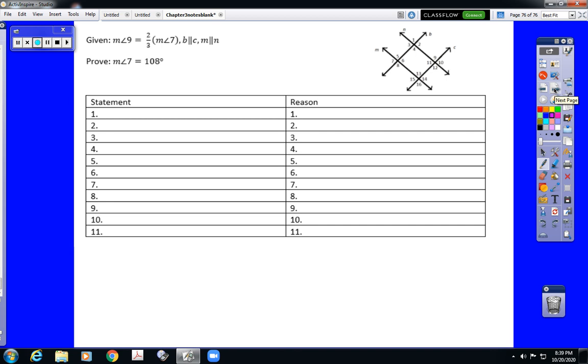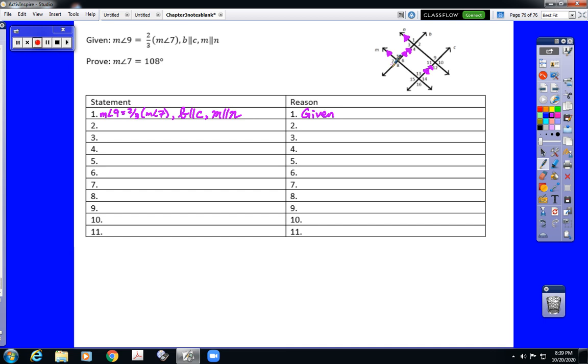So like any other proof, we start off with our givens. The measure of angle 9 is equal to 2/3 times the measure of angle 7. We're also told that line B is parallel to line C, and line M is parallel to line N. Now those are great givens to have because that means we can use any of our rules across any of these lines because we have enough information to state that both sets of lines are parallel, which means we can relate any angle to any other angle in the picture using our vocab.